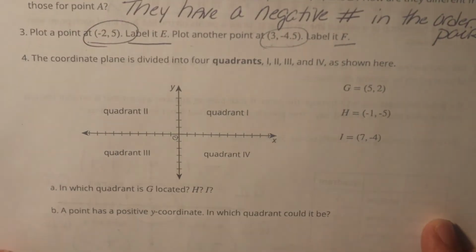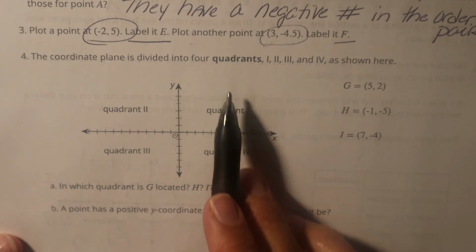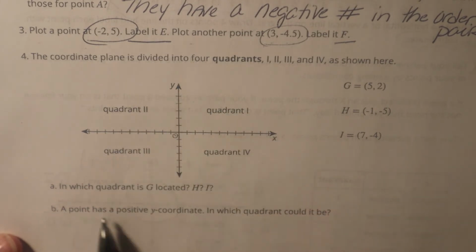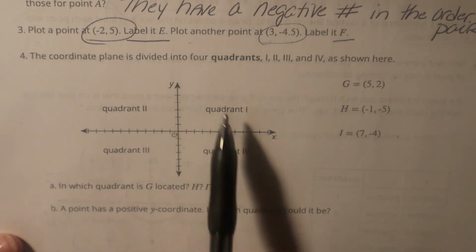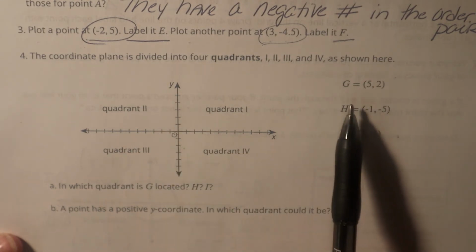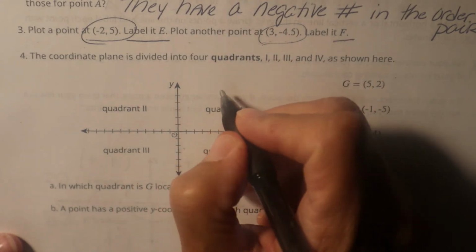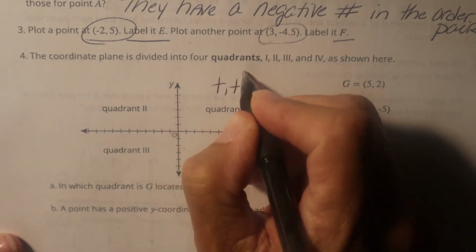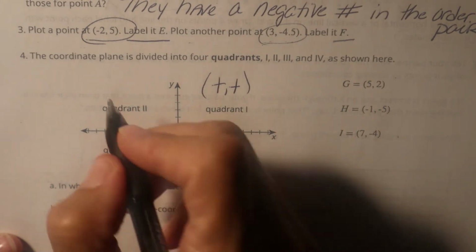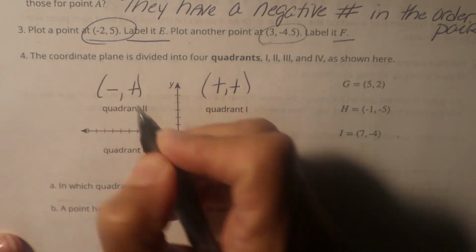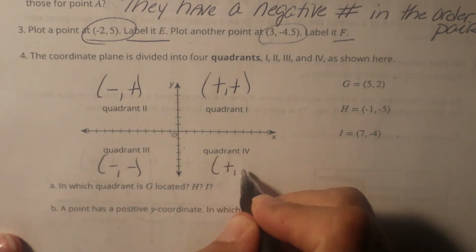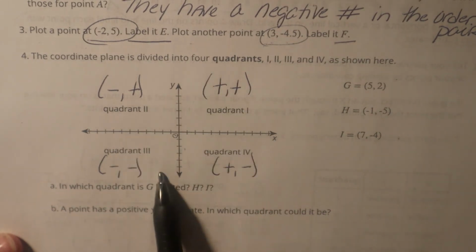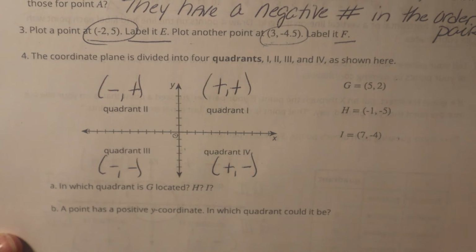Number 4 says the coordinate plane is divided into 4 quadrants. Yes, we know this, 1, 2, 3, 4. In which quadrant is G located, H and I? So we've got here points G, H, and I. We don't even have to plot these to know which quadrant they're going to fall into when we understand, okay, that in quadrant 1, it's always going to be plus, plus. In quadrant 2, it's always going to be negative followed by a plus. Quadrant 3 is our negative, negative. In quadrant 4 is our plus and our negative. So once we kind of have that memorized, we can know exactly where these points are going to end up.